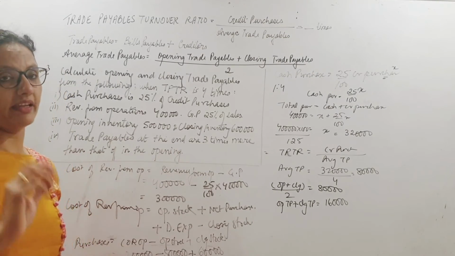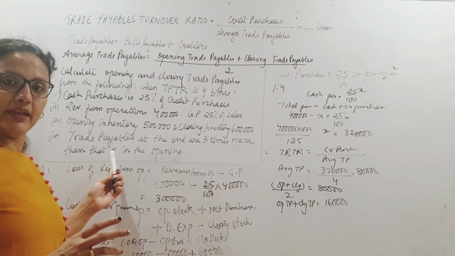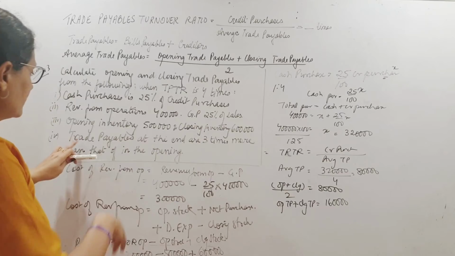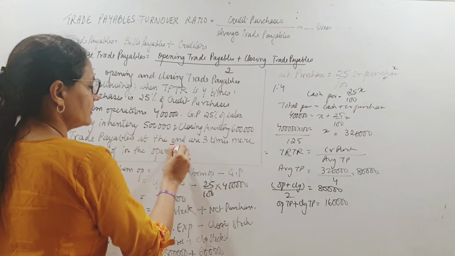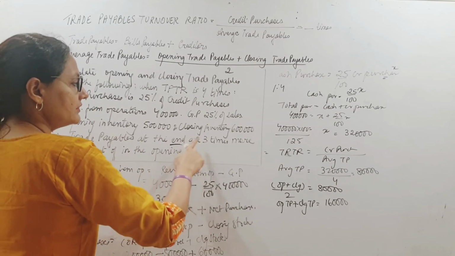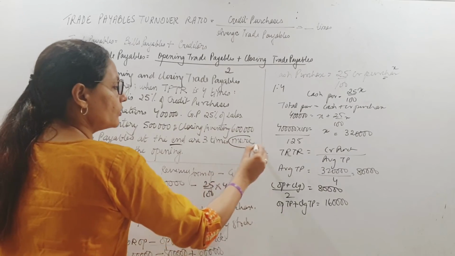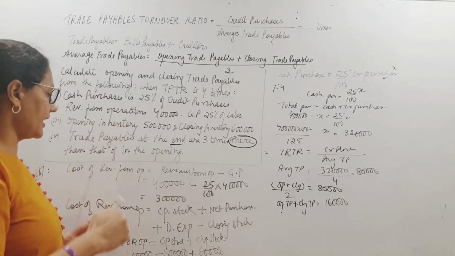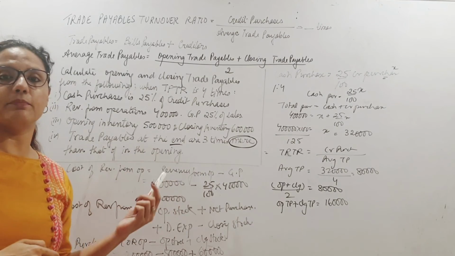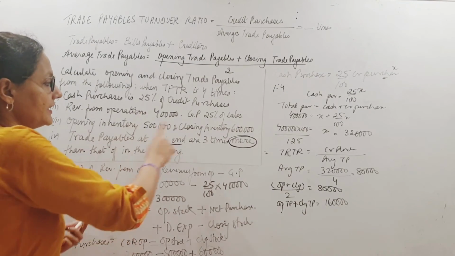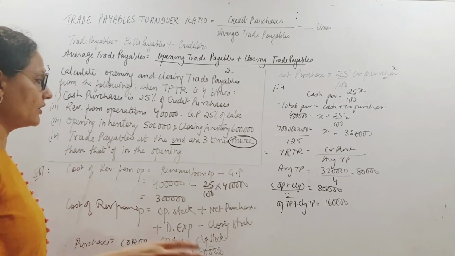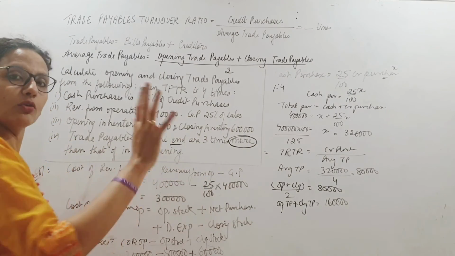Now here you have to be very careful. Trade payables, a little bit of change in a word will change the entire thing. Trade payables at the end, meaning closing, are 3 times more. This word is important: 3 times more than that of the opening trade payables. It is not written 3 times the opening. If the word more is removed, what happens? 3 times that of the opening.